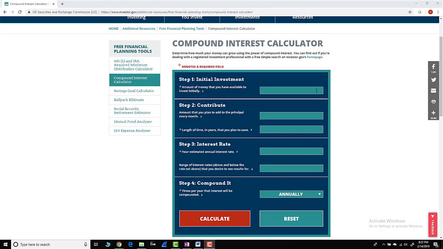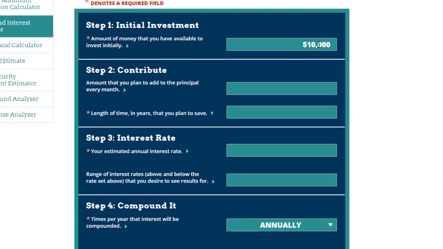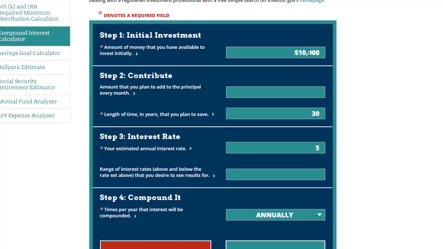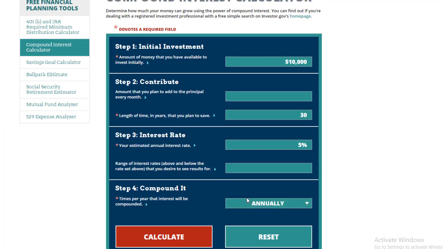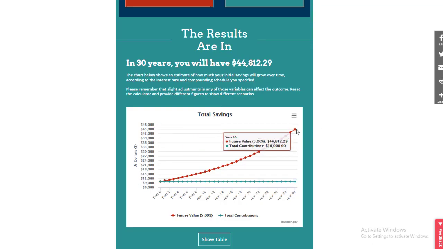Let's try this online calculator. Let's say you have $10,000. You don't make any contributions monthly, and you leave your money alone for 30 years. It's getting a 5% interest, which is compounded daily. At the end of 30 years, your $10,000 would have compounded to just under $45,000. This is called compound interest, or the snowball effect.